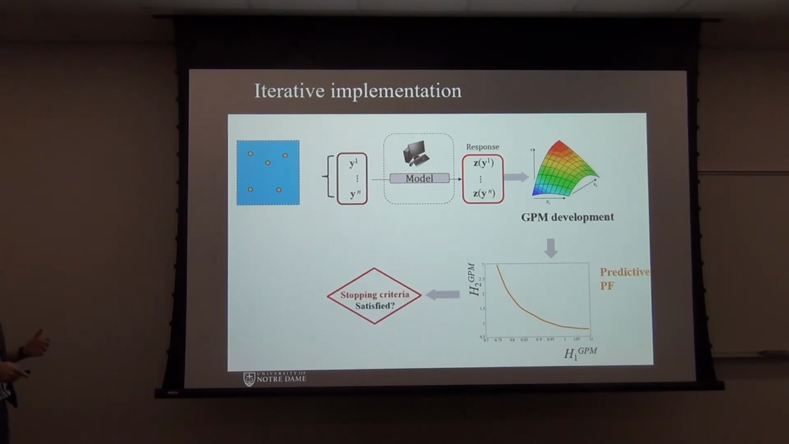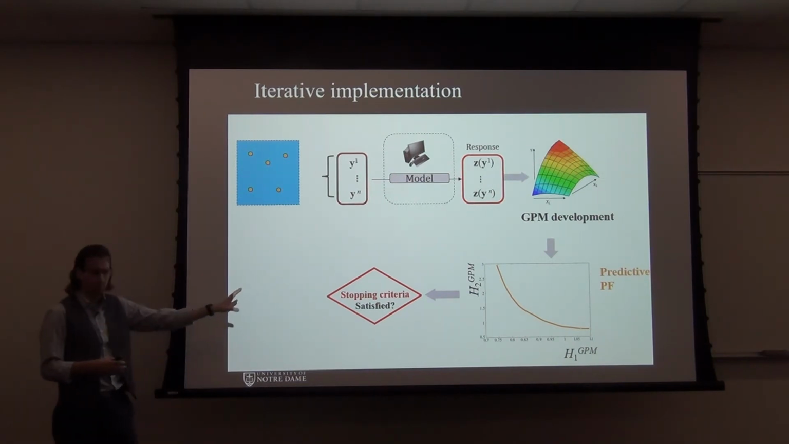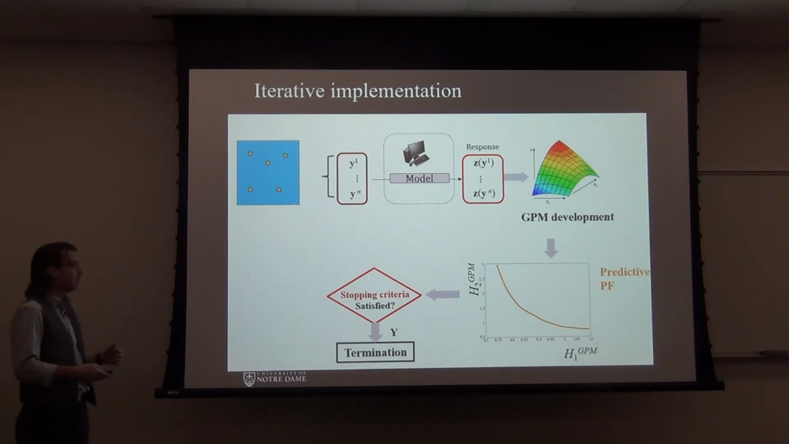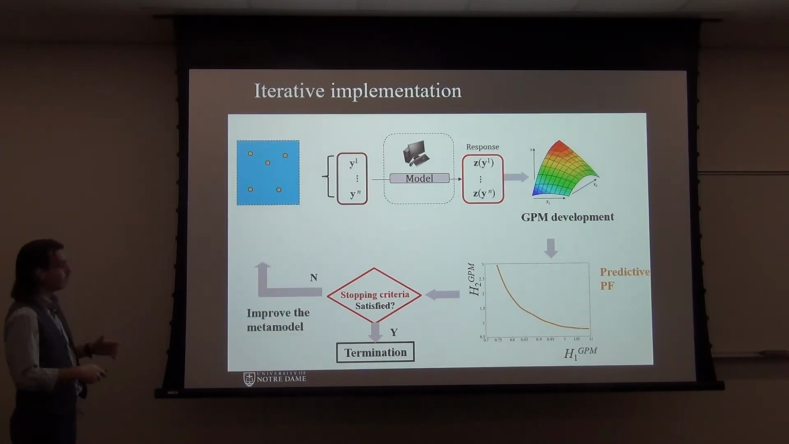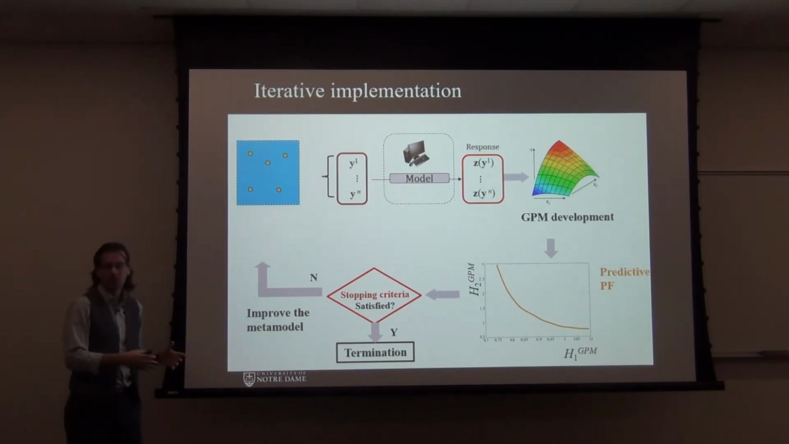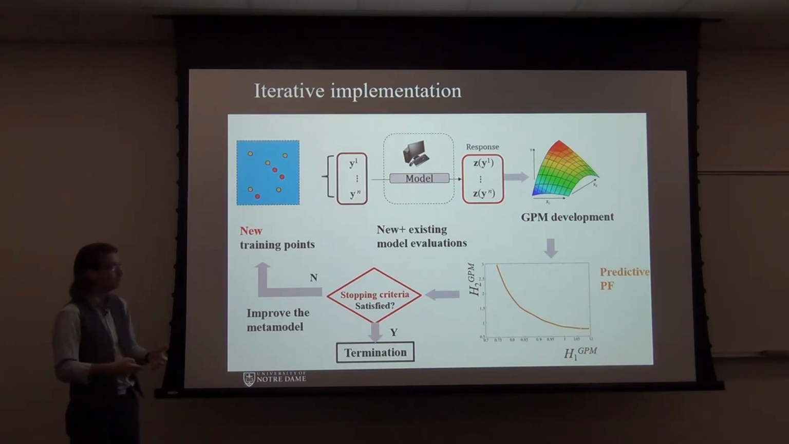So after we have our predictive front, we're going to check our stopping criteria and see if they're satisfied or not. More on the stopping criteria a little bit later. If they're satisfied, then we're going to terminate. If not, then we say, okay, we don't have a good enough meta model, we need to improve it. So we go to our design of experiments and figure out new training points. Then we evaluate our response for these new training points.